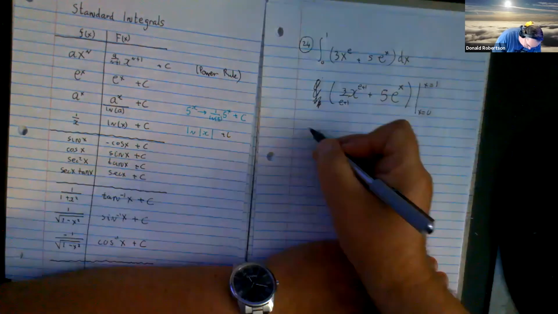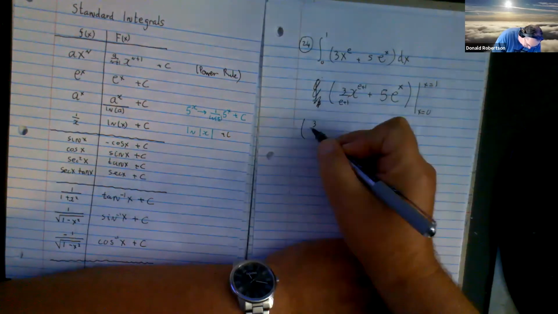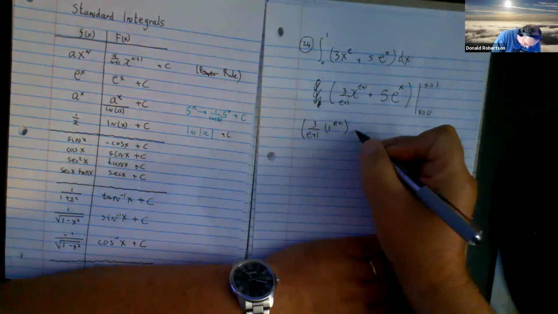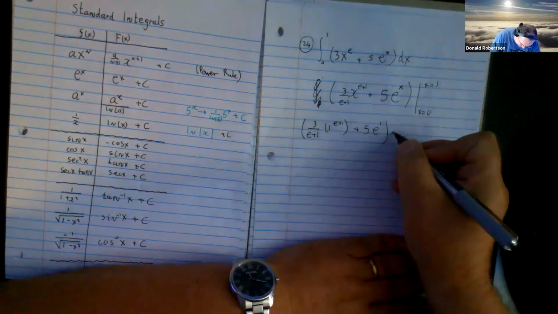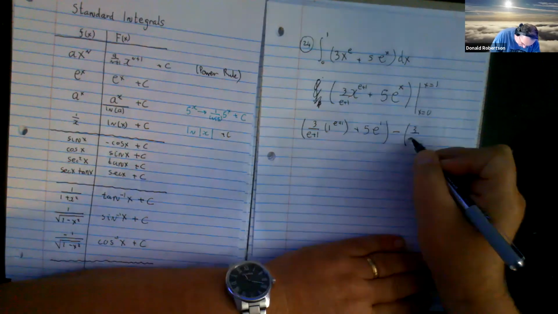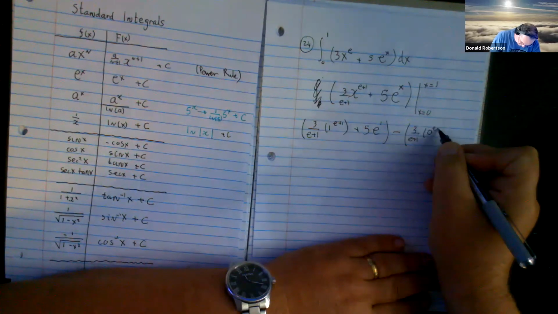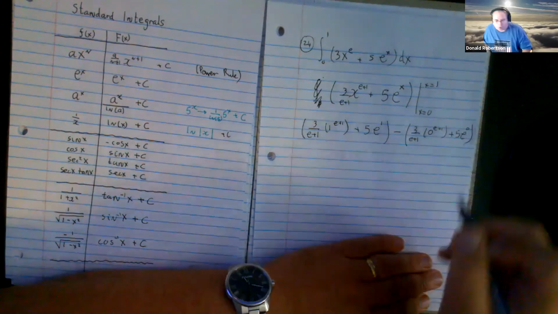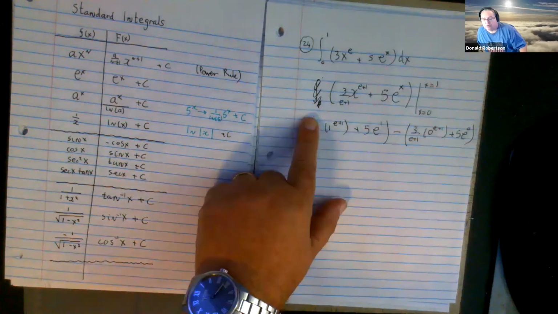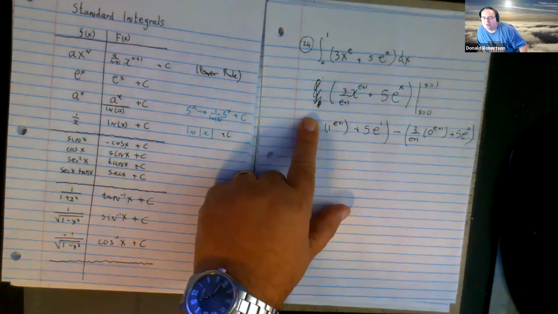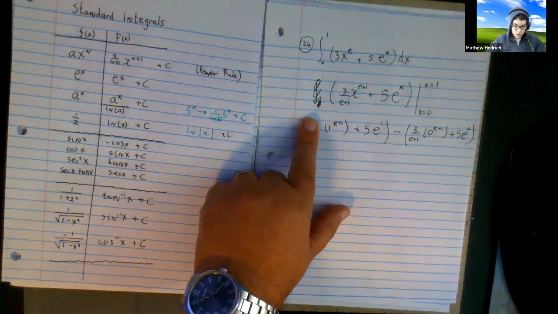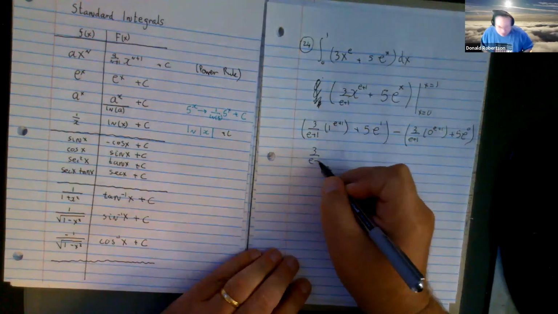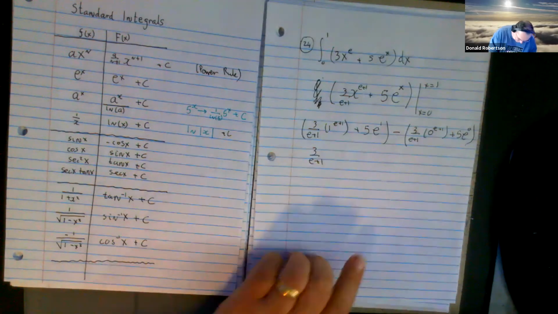If you plug in 1 here, you get 3 over e plus 1, 1 to the power of e plus 1, plus 5e to the power of 1. Take away 3 over e plus 1, 0 to the power of e plus 1. Add 5e to the 0. Okay. What number is 1 to the power of e plus 1? 1. So wouldn't that just be a 3 over e plus 1 guy? Would you agree e to the 1 is just called e, so 5e?